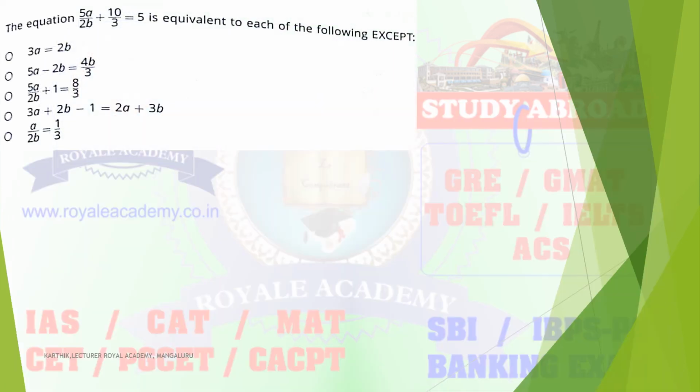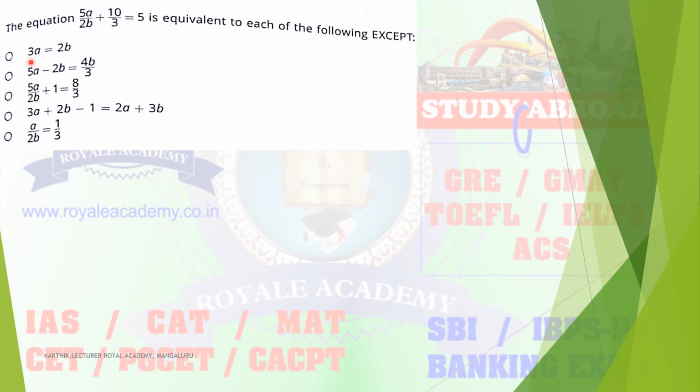Next problem: the equation 5a divided by 2b plus 10 divided by 3 is equal to 5 is equivalent to each of the following except. So here you simplify this equation and you will get one value, or one expression. From that expression you determine the value of a as well as b. Then the same a and b values you substitute into the following equations.